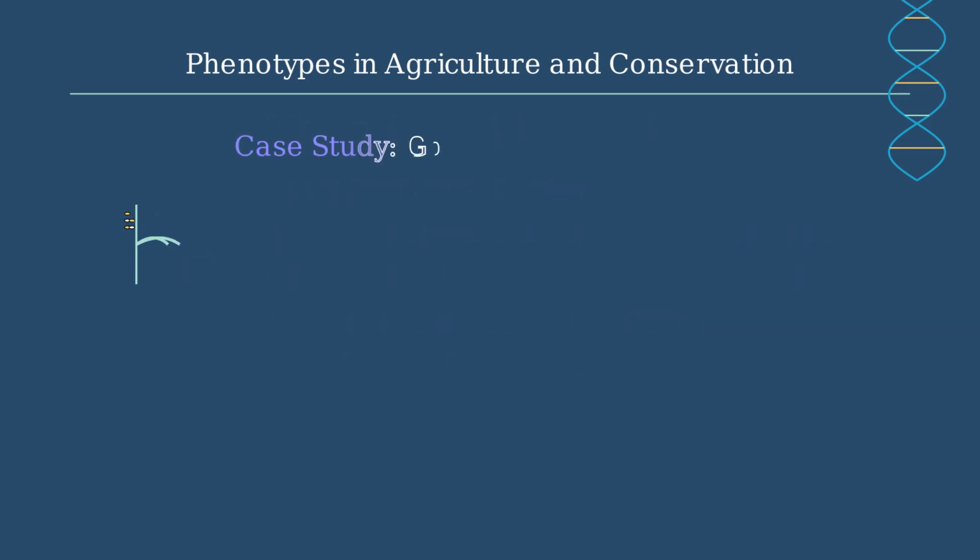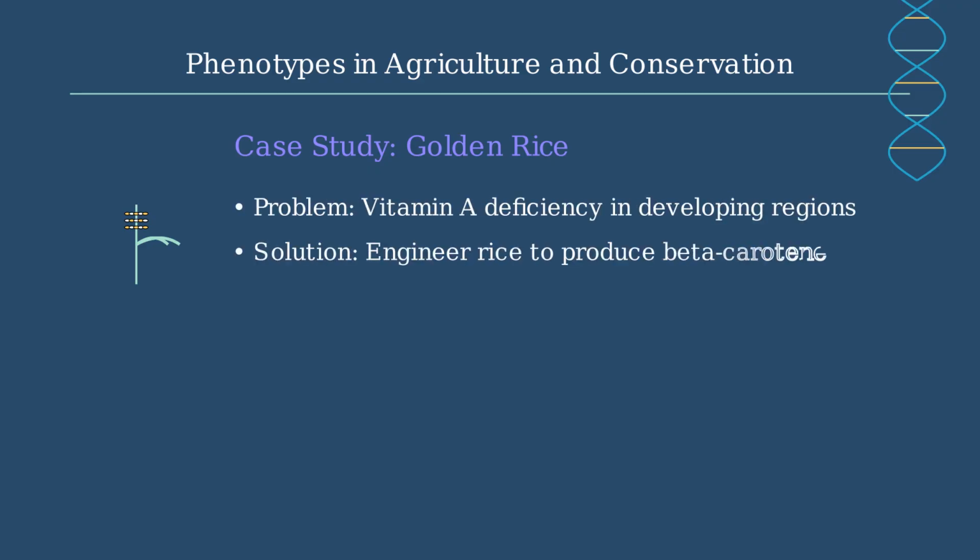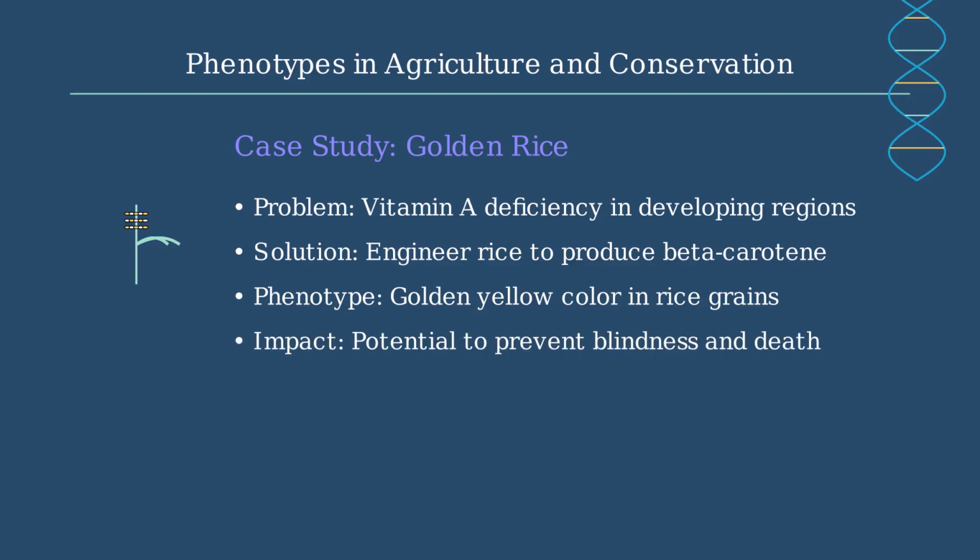A powerful example of phenotype engineering is golden rice, which demonstrates how understanding the connection between genes and phenotypes can address global challenges. Scientists identified vitamin A deficiency as a major health problem in developing regions. By engineering rice to produce beta-carotene, they created a distinctive golden yellow phenotype in the rice grains. This biofortified crop has the potential to prevent blindness and death in vulnerable populations.